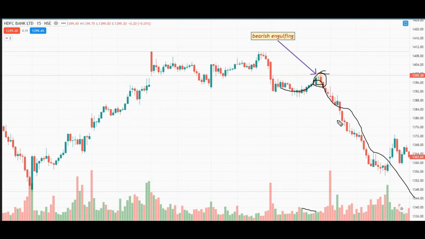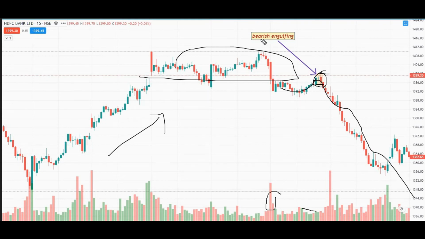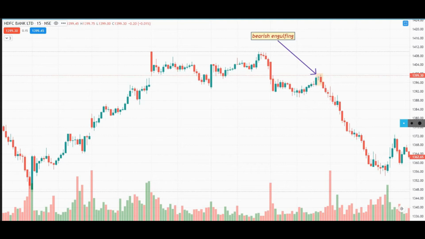So do combine trend analysis, market structure, volume, and then a bearish engulfing like chart pattern or a candlestick pattern, and then look for a potential entry which will enhance your trading opportunities in the markets. Okay, so now let's look at another example.